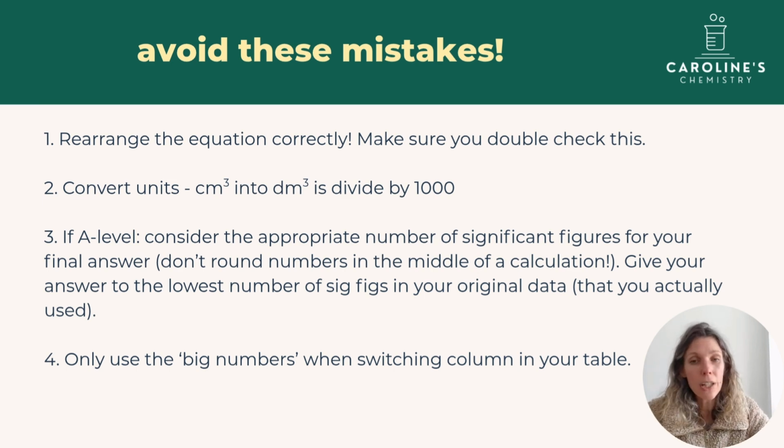And finally, only use the big numbers, the numbers in front of the chemical formulae, otherwise sometimes known as the stoichiometric numbers or the stoichiometry if you're A level, when you're switching columns in your table. So never use them to work out moles and don't use them to work out Mr's. You're only using those when you're converting the number of moles of your tick to the number of moles of your question mark.